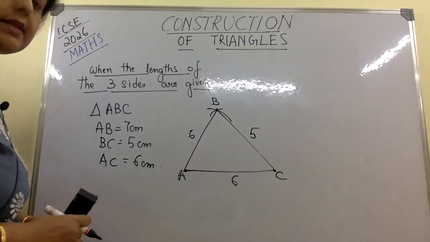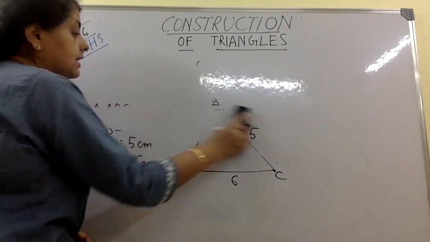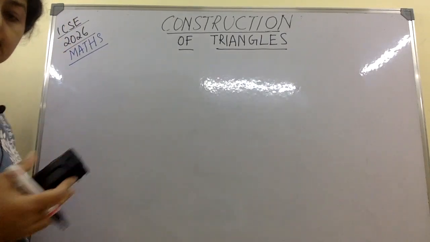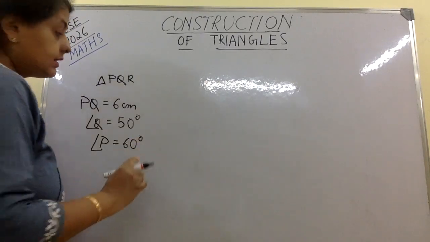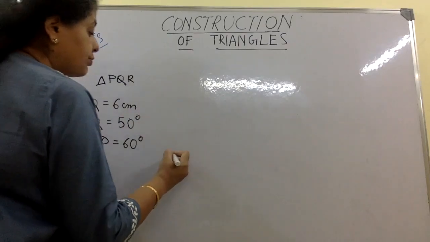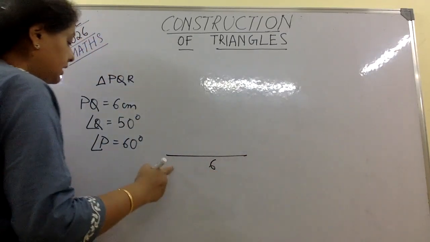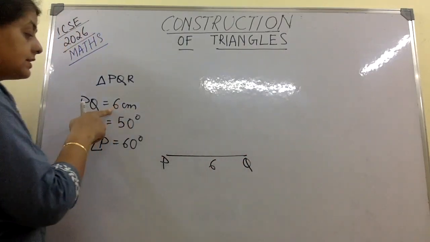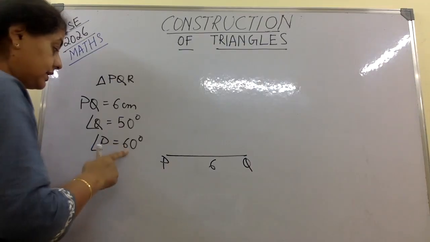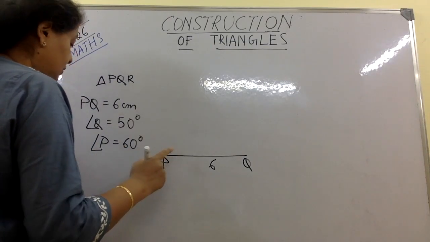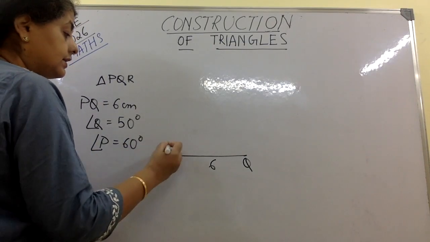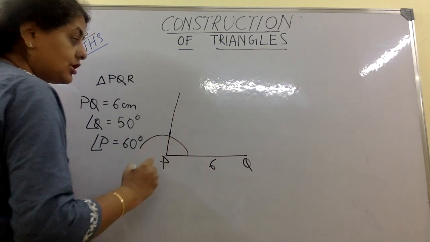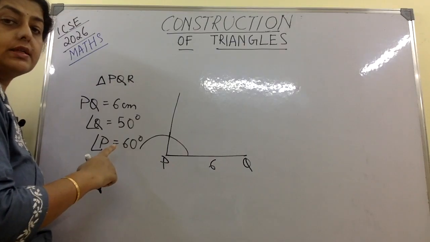Let's see the second type, when two angles and one side will be given. Two angles and one side. Now this is the triangle PQR in which PQ is 6 centimeter. So just make this baseline the one side that is given. Angle P is 60 degree. At this point, construct the 60 degree the way I showed in the previous video.